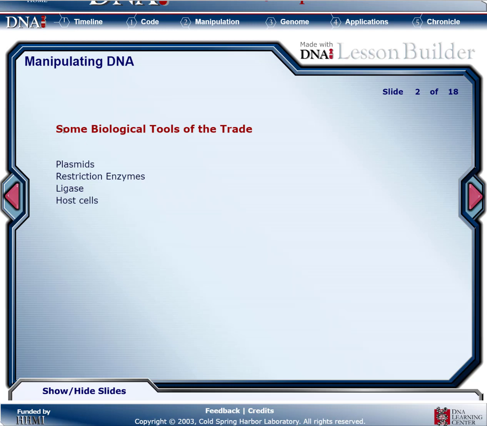So we move on here, some biological tools of the trade. This is all part of the assignment that we've been given, actually. So our web assignment, we have to identify the tool itself and describe in general how the tool is used, and we have to do it for restriction enzymes, plasmids, and ligase.